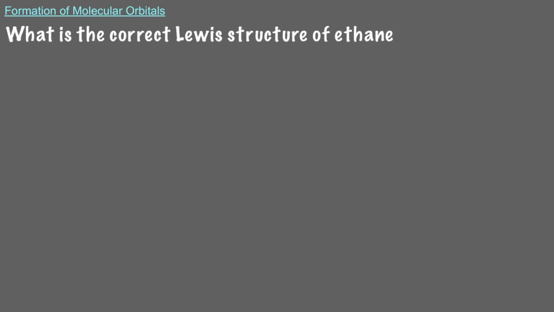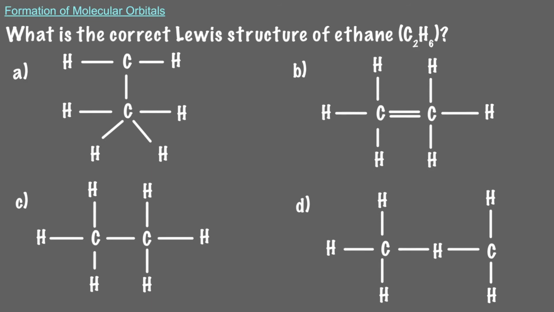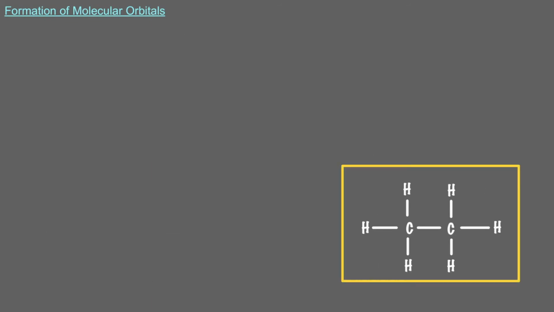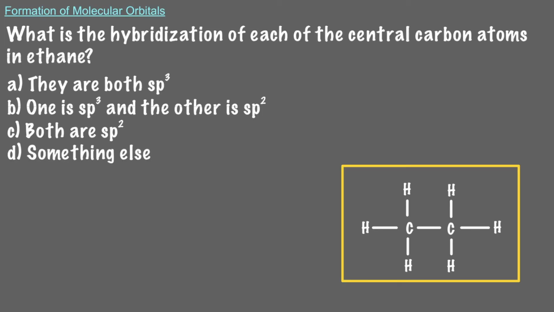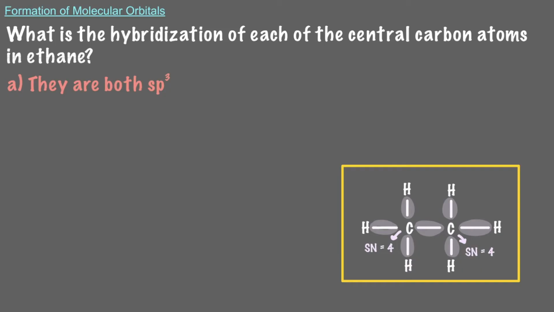Let's jump right in and start with an example. What is the correct Lewis structure of ethane, C2H6? That's right, the correct Lewis structure for C2H6 is this one. What is the hybridization of each of the central carbon atoms in ethane? Since the central carbon atoms have the steric number of 4, they have 4 things around them. Their valence orbitals will hybridize to form 4 sp3 hybrid orbitals.